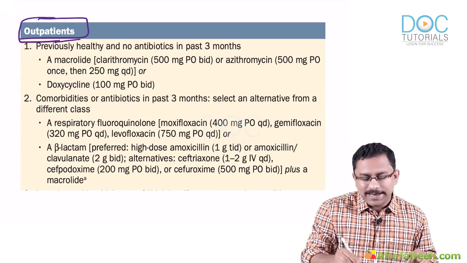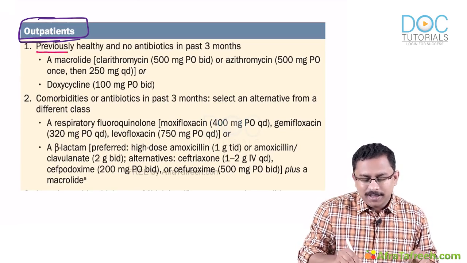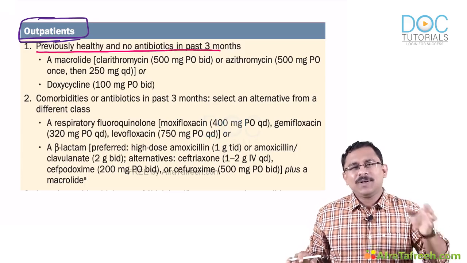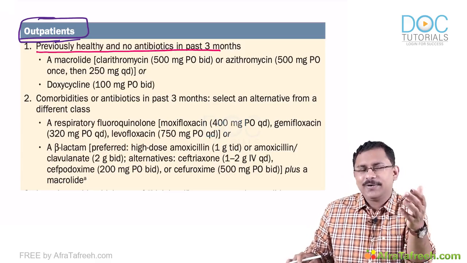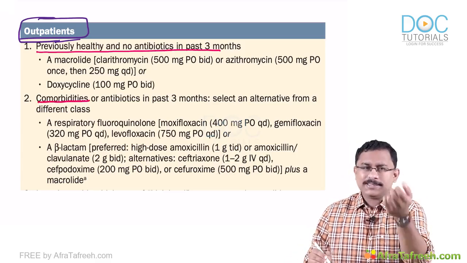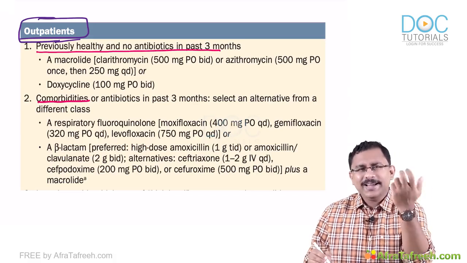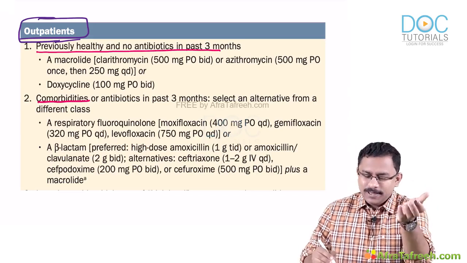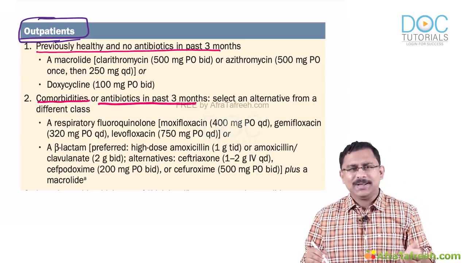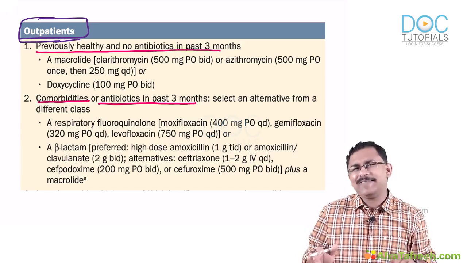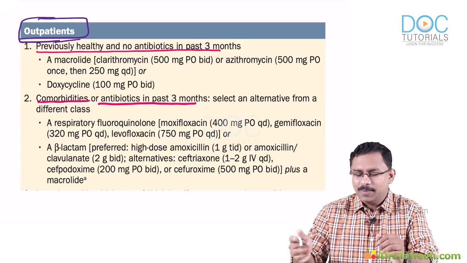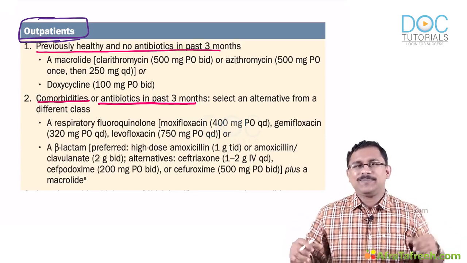In such a scenario, the selection of antibiotic would depend on whether the patient is previously a very healthy individual and for the past 3 months he has not received any antibiotics, versus a scenario where he is an individual with comorbidities like a chronic kidney disease patient on dialysis. Okay, or maybe he has got antibiotics in the last 3 months, which means he is likely to develop some antibiotic resistance because he has already received a recent antibiotic course. So the treatment depends upon that.